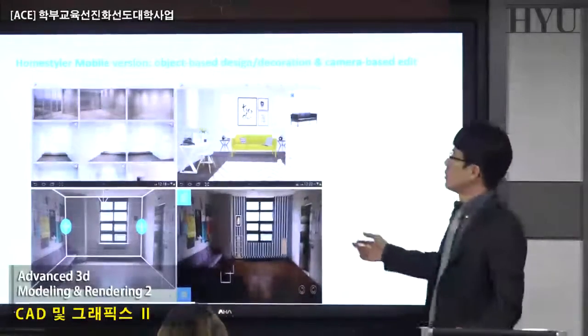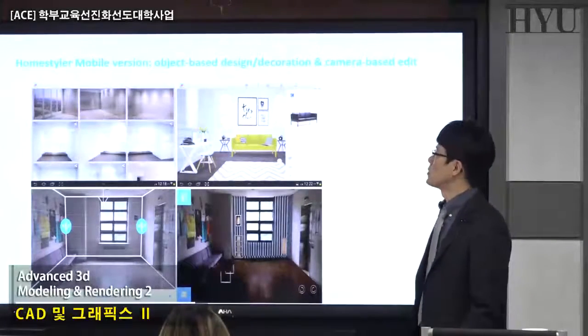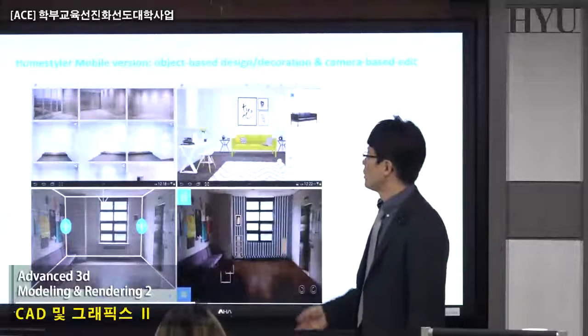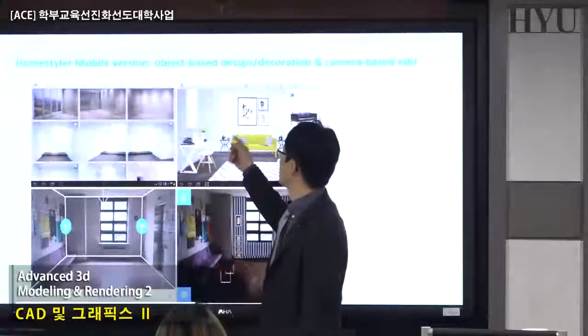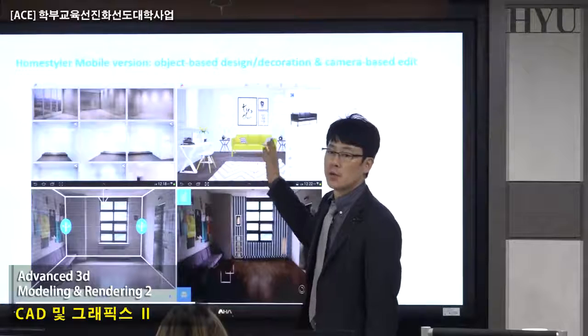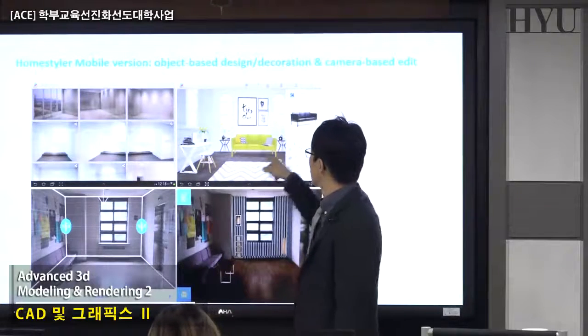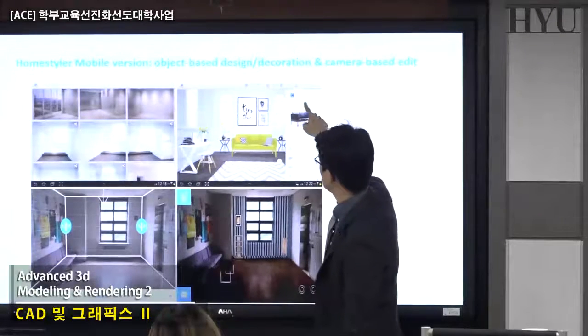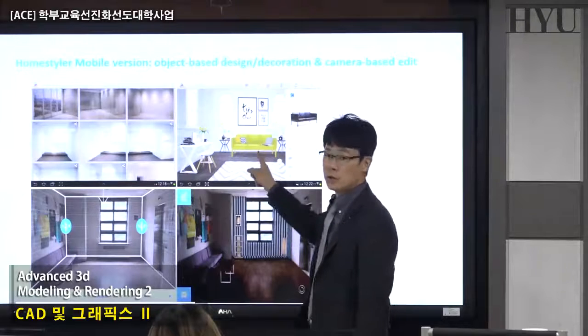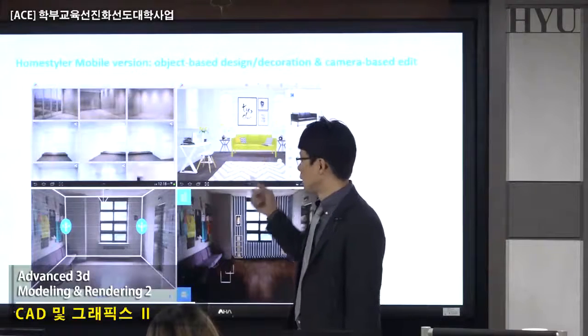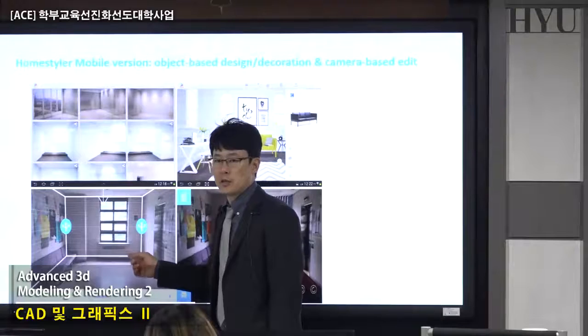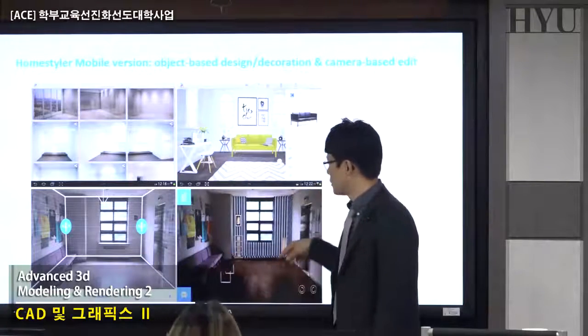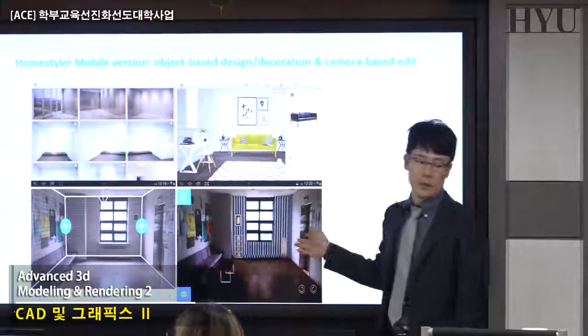This is the mobile version of the homestyler.com. You can load an empty room and you can put some of your own design, decoration, some products. If you choose this product, you can load that one and edit it, okay? Also, you can take a picture like this and change and update something like this one.